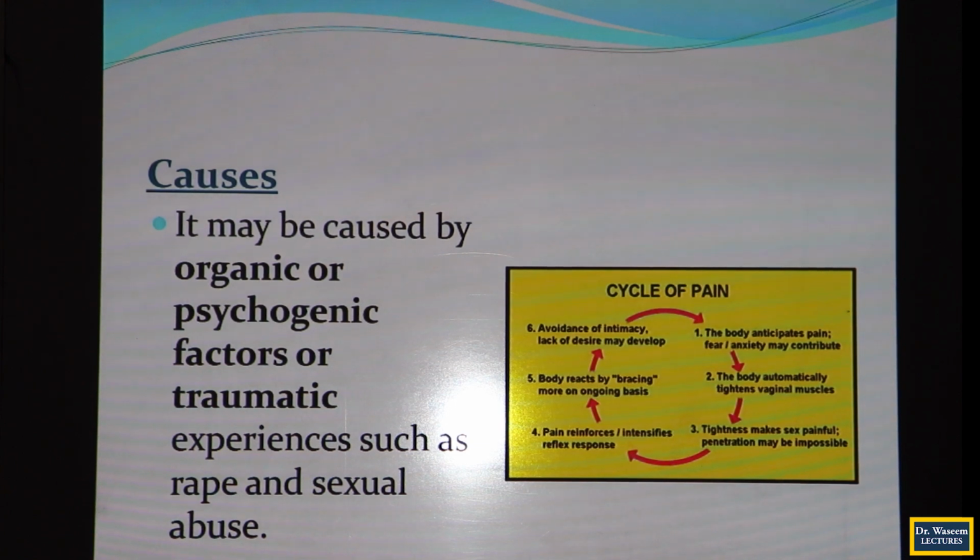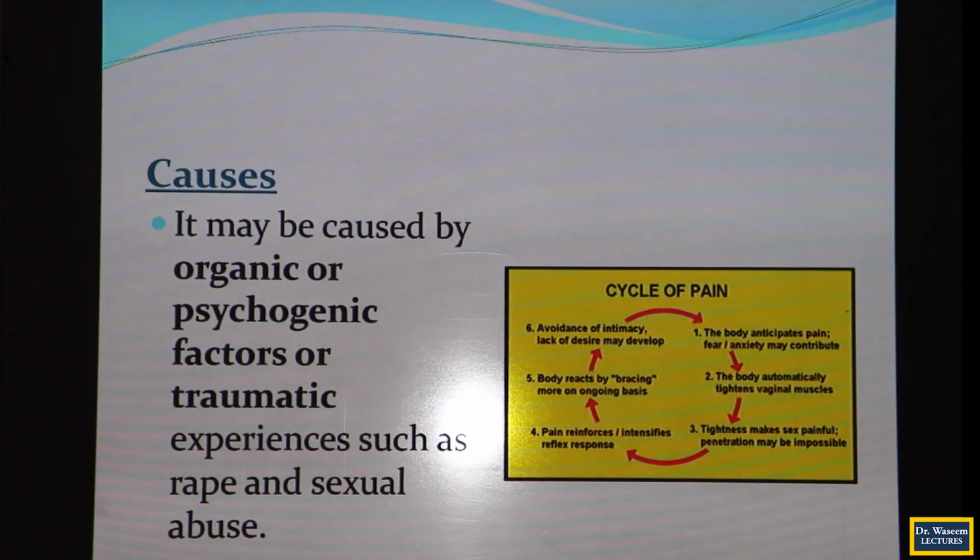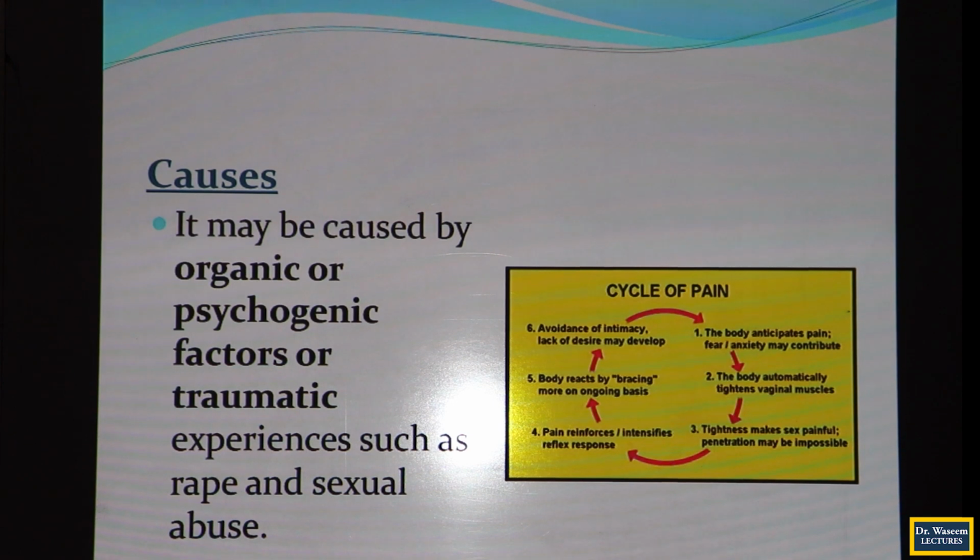This happens either due to organic causes, maybe certain organic problems in the vagina or uterus, or psychogenic trauma, a traumatic experience like rape or sexual abuse. Women try to avoid intimacy because of this mental trauma.